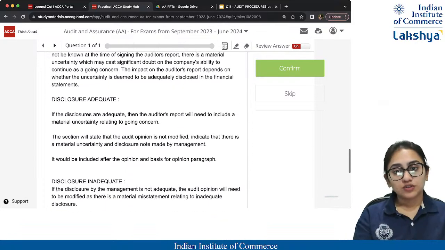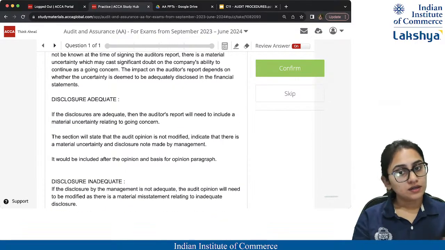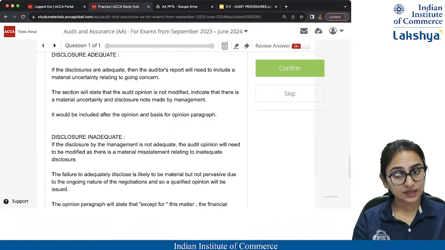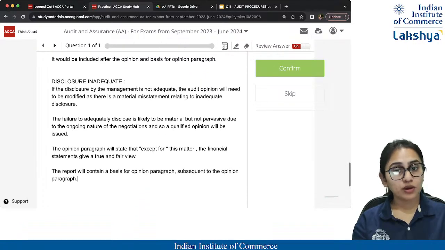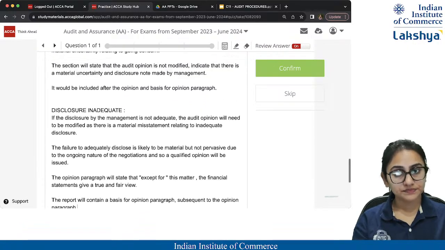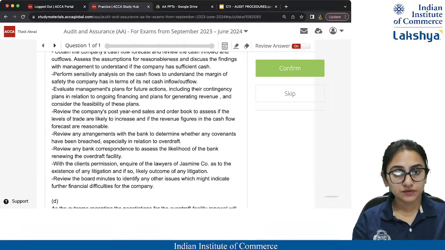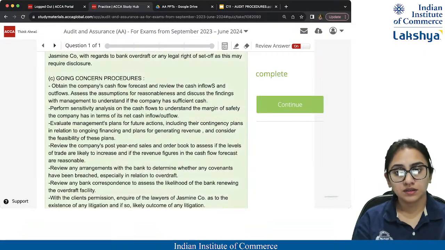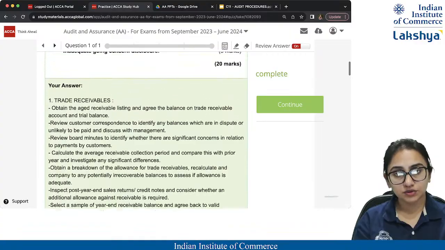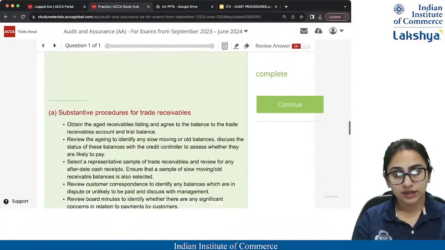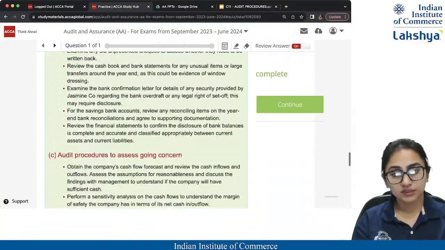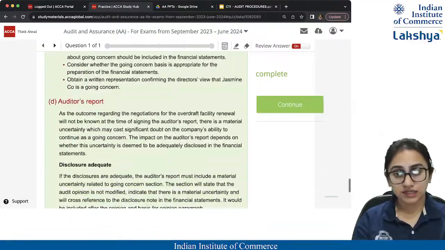So if the disclosure is adequate by the management, the audit report will be unmodified, that is the financial statement show a true and fair view. If the disclosure is inadequate, then the auditor will give a qualified, that is an except for opinion. So once you confirm the answer, this is your answer that you just wrote, and this is the standard answer. You can always compare your answer with the standard answer and see where you're lacking.